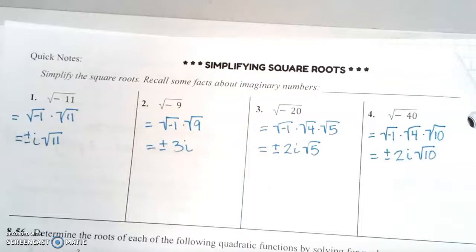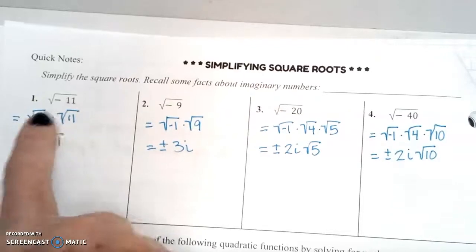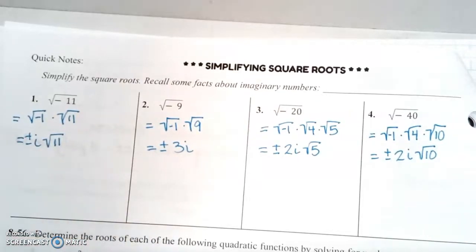All right, so at the top of page 15, you're going to see some review of some imaginary number problems. So they want us to simplify square roots, recall some facts about your imaginary numbers. So in prior math classes, if you had a negative under the radical, your teacher would tell you to write no real solution, right? But now that you have a negative number under the radical, you're going to start to use your imaginary number, and the square root of -1 would be equal to i.